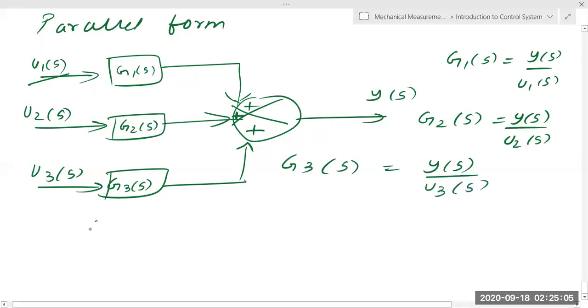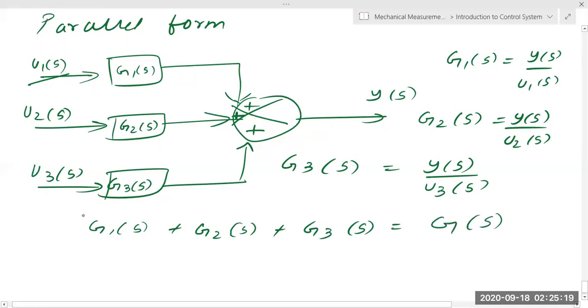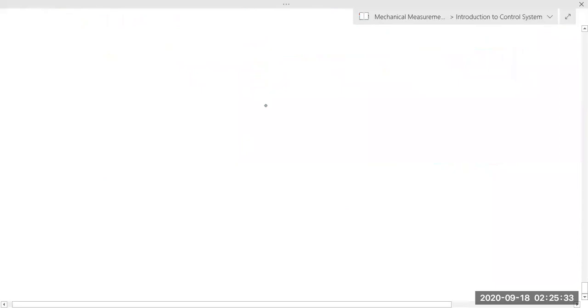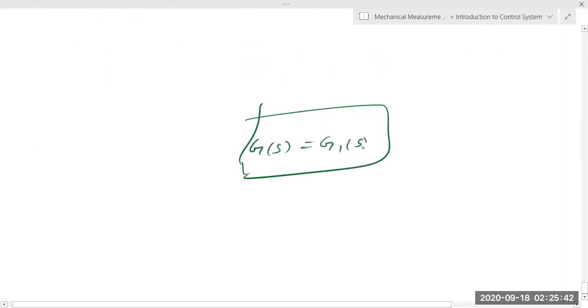What if I tell you to add g1 of s plus g2 of s plus g3 of s, right? If I tell you to add all the things, automatically this should be equal to total g of s of the system, because when we add, it is not going to get simplified in any sense, because all are having different denominators. So this is not going to get simplified. So that means we can convert any parallel form into a single block form by using g of s is equal to, if there is a parallel form, it will be g1 of s plus g2 of s plus g3 of s.